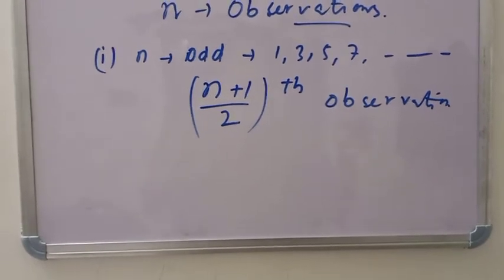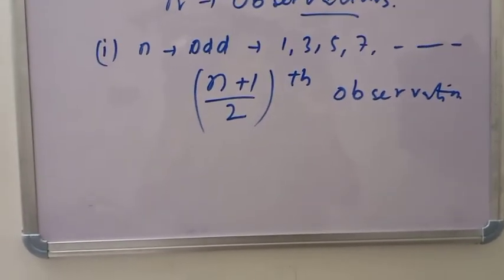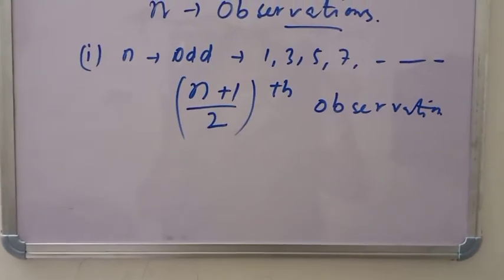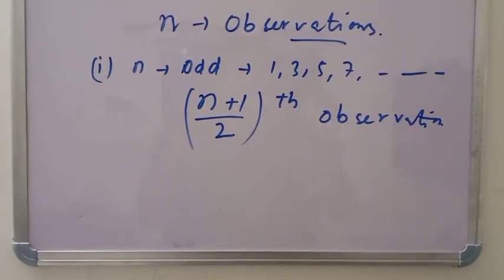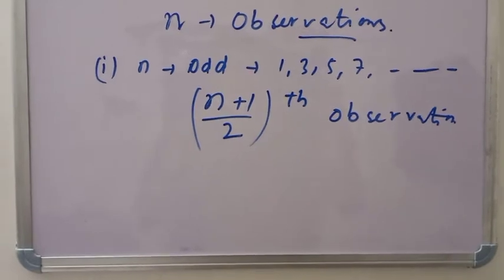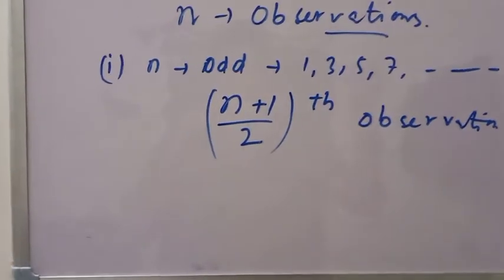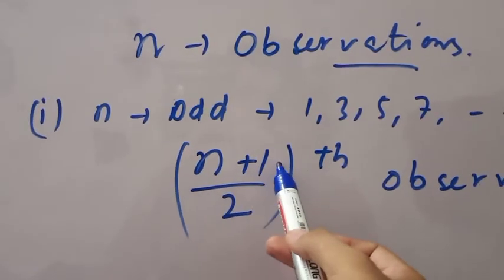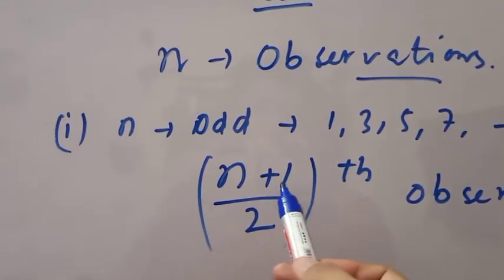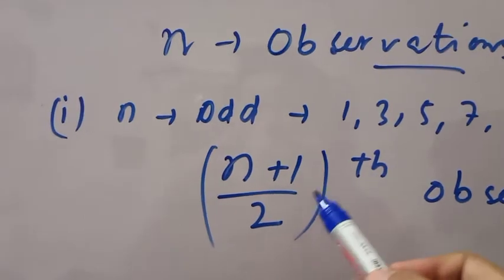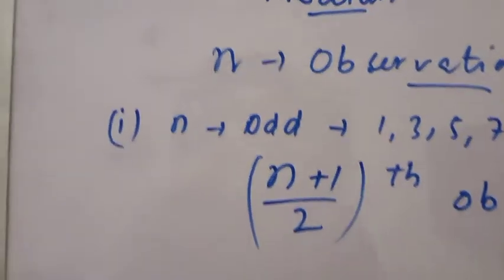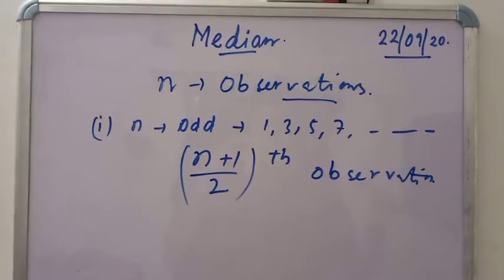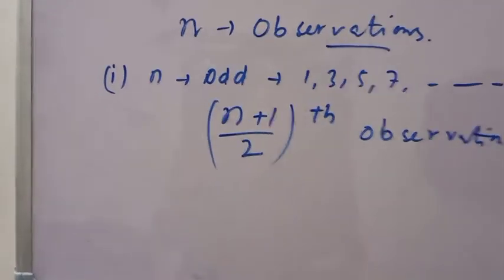(n plus 1) by 2 is not the answer. The (n plus 1) by 2 th observation you have to find in the ascending or descending order. From the ascending or descending order, see how many observations there are. Suppose here 3. So 3 plus 1 is 4, 4 by 2 means the 2nd observation. So you have to find the 2nd observation from the data in ascending or descending order.